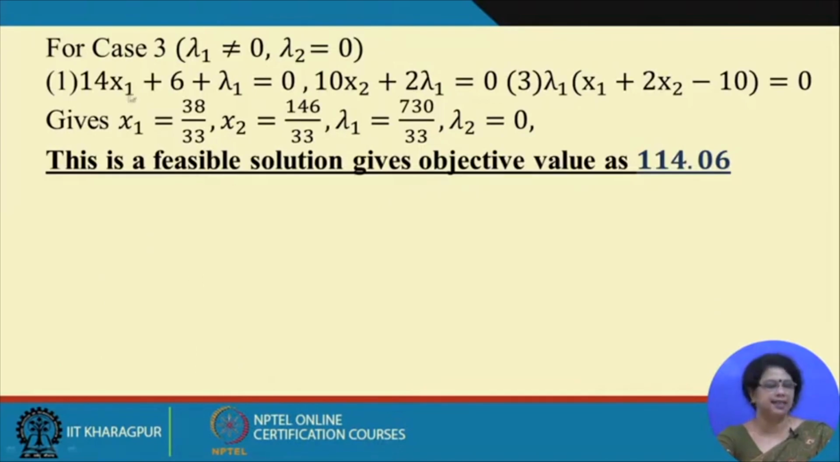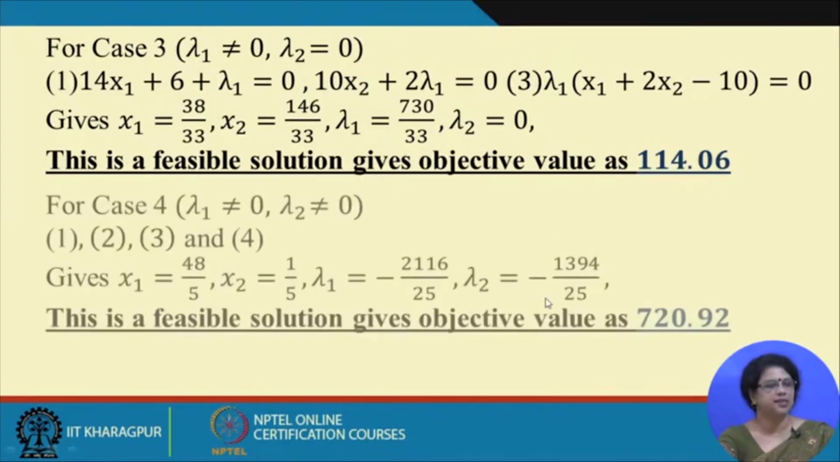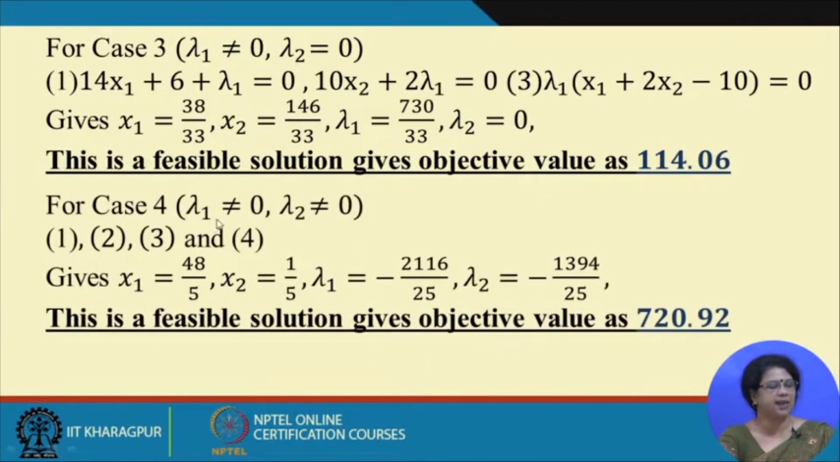Let us see the third case, lambda 1 not equal to 0, lambda 2 equal to 0. If we substitute the values in the equations, we see that x1 comes out as this, and from this set we can check that the non-negativity constraint is satisfied. Thus, we can say that this is a feasible solution. Alright, that is the solution. And in the fourth case, lambda 1 not equal to 0, lambda 2 not equal to 0, and we are getting this.